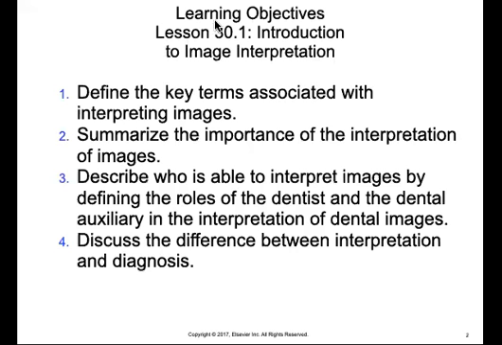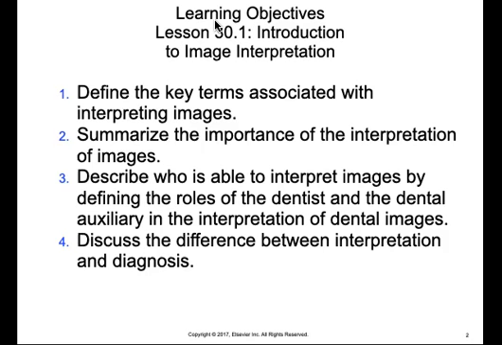So the learning objectives that we'll cover in chapter 30 are first to define the key terms associated with interpreting images, to summarize the importance of interpretation of images, to describe who is able to interpret images by defining the roles of the dentist and the dental auxiliary in the interpretation of dental images. And dental auxiliary is just a term we use for dental staff. So anybody like a dental assistant is a dental auxiliary, a hygienist is an auxiliary.